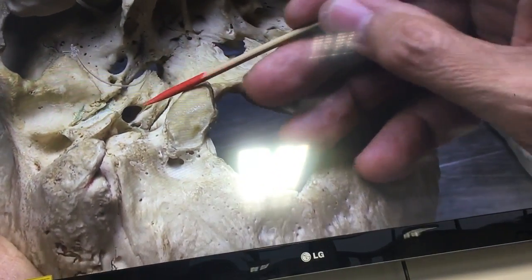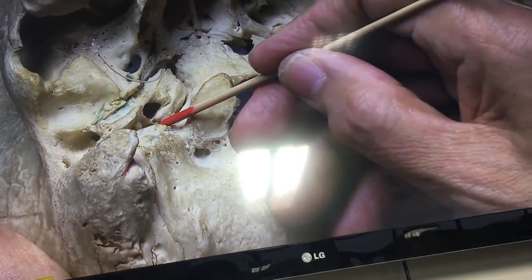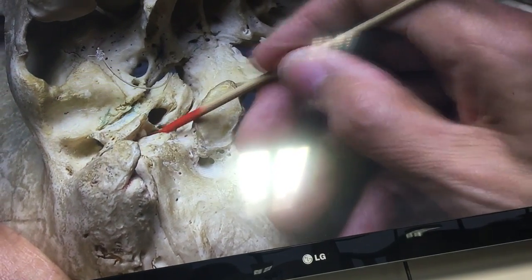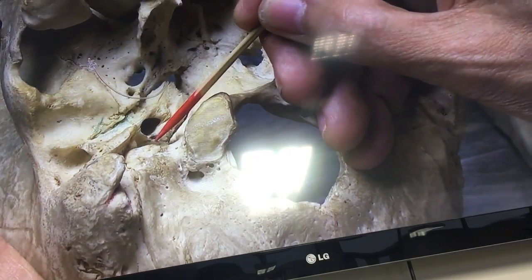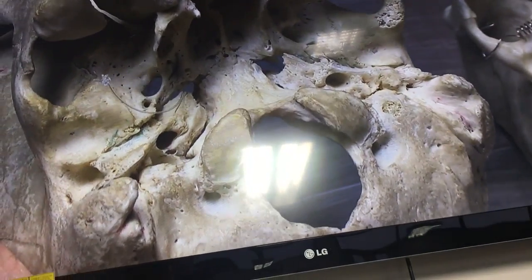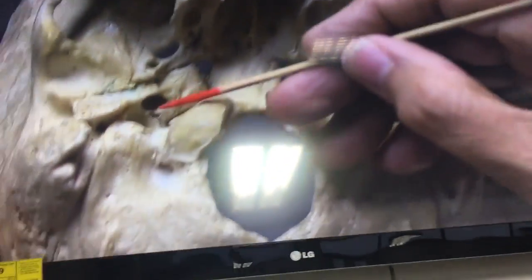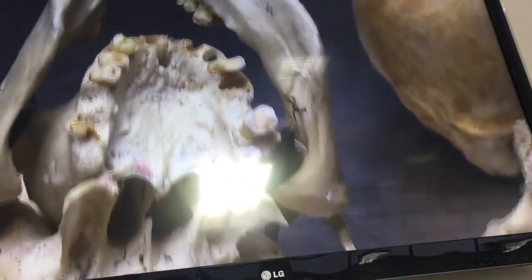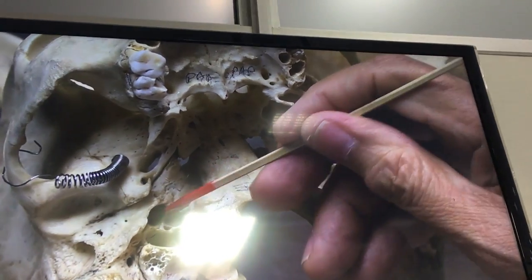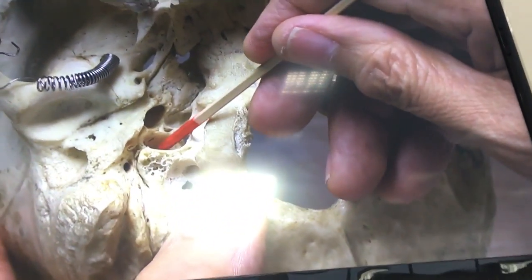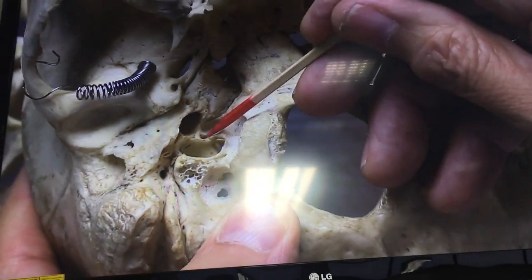In between the jugular foramen and the carotid canal, we have this opening. Let's call it the tympanic canaliculus. There we go. This one also shows it very nicely. Here, this is the carotid canal, this is the jugular foramen, and that's the tympanic canaliculus.